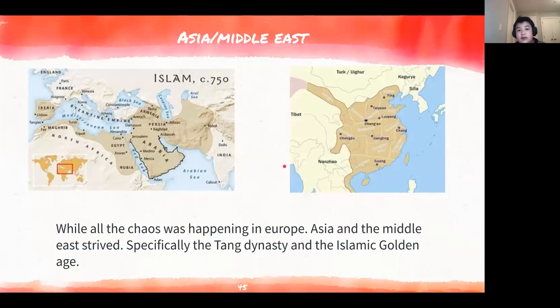So moving on from Christianity, moving on from religion, we have sort of a different place that strived and became really wealthy. They believed in literature. Does anyone know what these two places are on the maps?